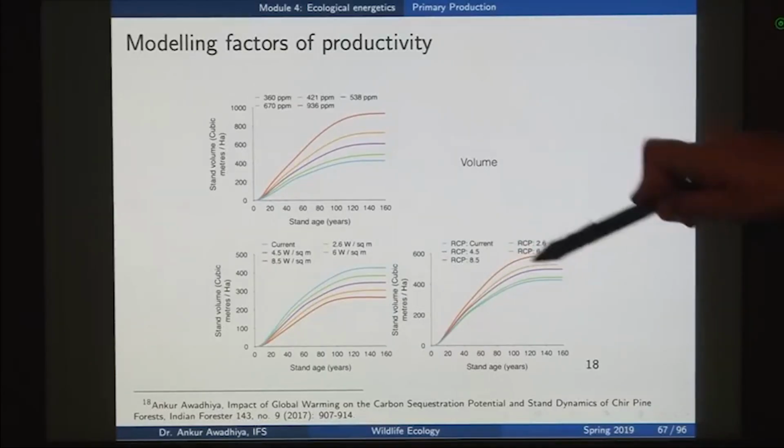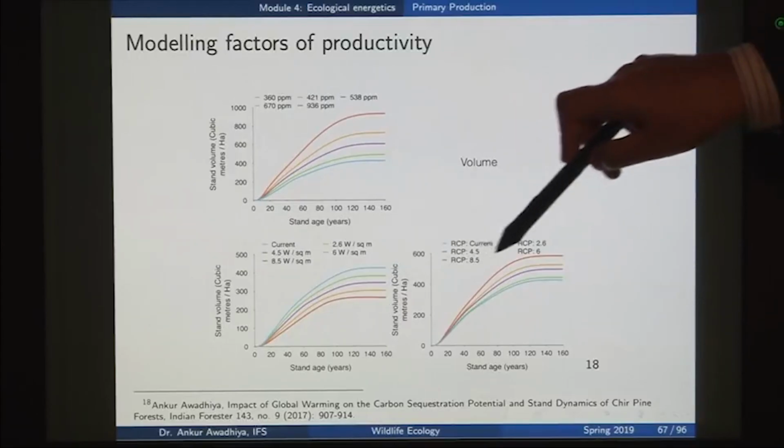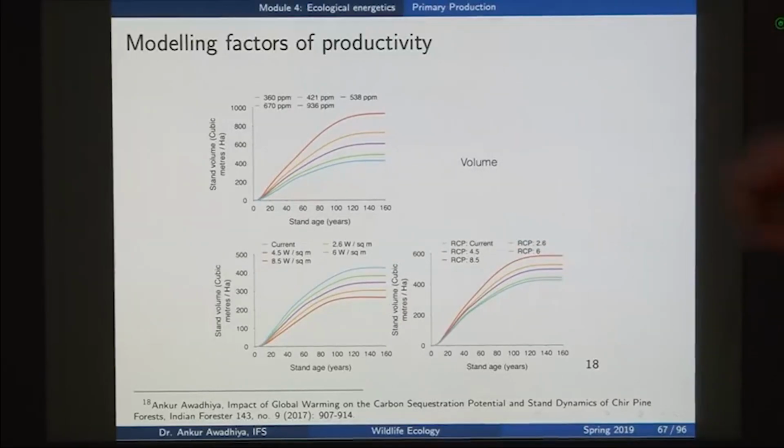The increase between the current representative concentration pathway and an RCP of 2.6, which means an effective global warming of 2.6 watt per square meter, is negligible, but then with increased amounts of global warming there would be an increase in the stand volume. So, by using these modeling equations we can discern what would be the impact of different scenarios: the impact of increasing carbon dioxide, the impact of increasing temperature and the combined impact.